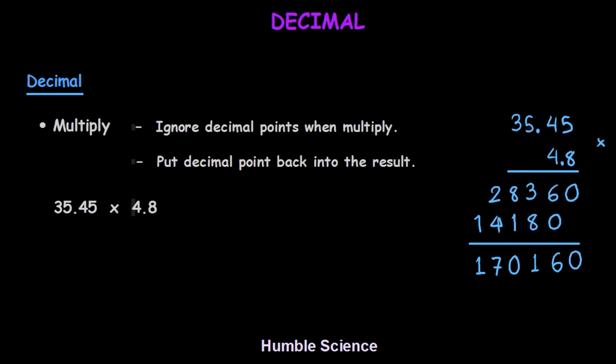Now we have to put a decimal point back into the result. We can see that 35.45 has 2 digits in the decimal part, and 4.8 has 1 digit in the decimal part. That means the result must have 3 digits in the decimal part, and it will be 170.160, and that is the answer.